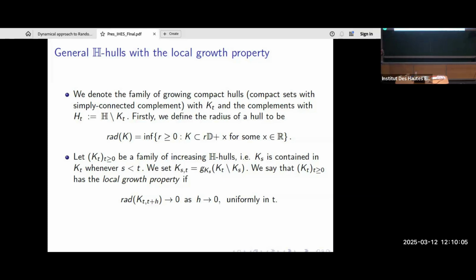And now I want this family of hulls, for which the theory still functions, to be what is called increasing with the local growth property. So what do I mean by that? Let's say this is K_s, and this is K_t, the next one up to here. And the difference between K_t and K_s is this whole new part in the upper half plane. This is the difference between the two hulls.